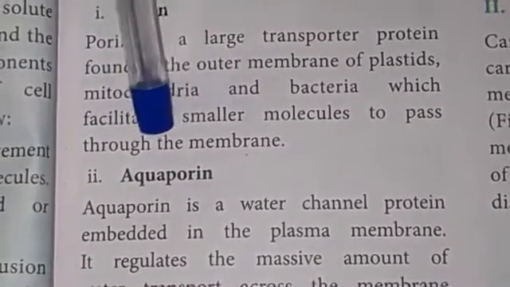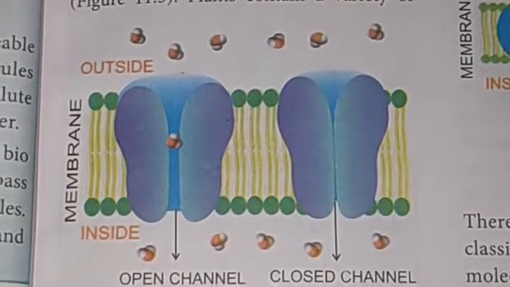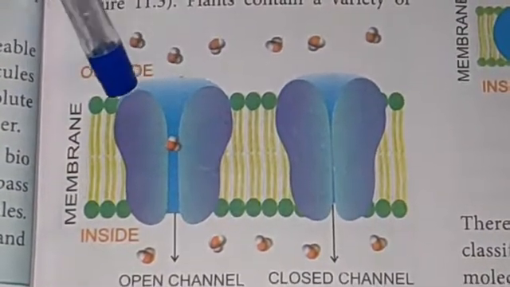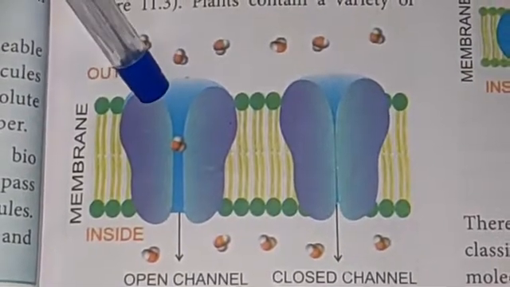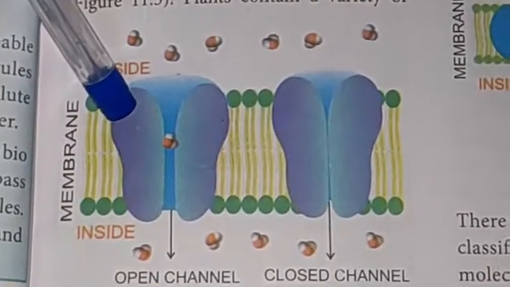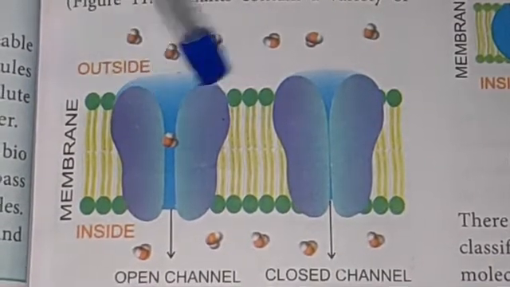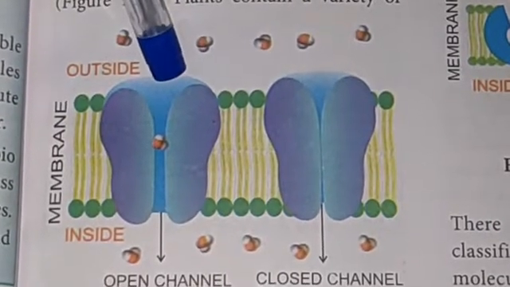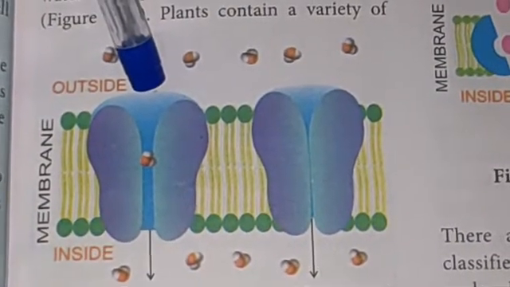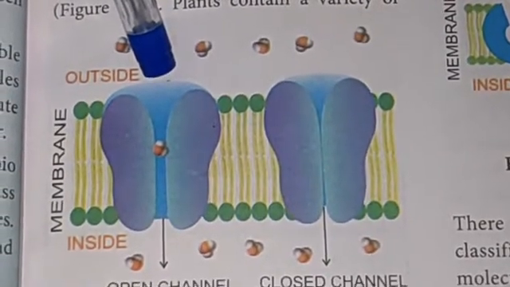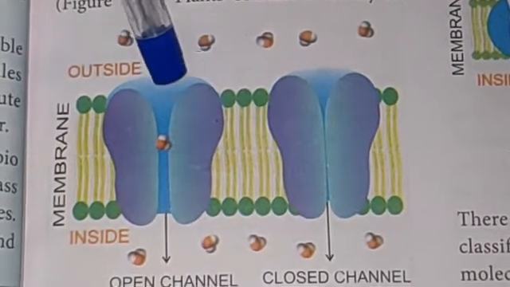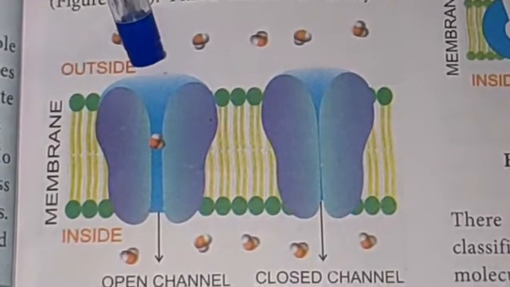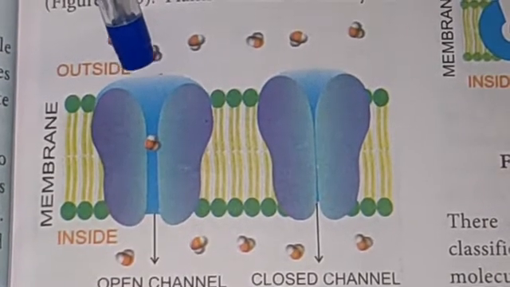Aquaporin. Aquaporin is a water channel protein embedded in the plasma membrane, that is, the cell membrane. It regulates massive movement of water molecules across the membrane. Plants contain a variety of aquaporins. Over 30 types of aquaporins are known from the maize plant. Currently, they are also recognized to transport substrates like glycerol, urea, carbon dioxide, ammonia, metalloids and reactive oxygen species.